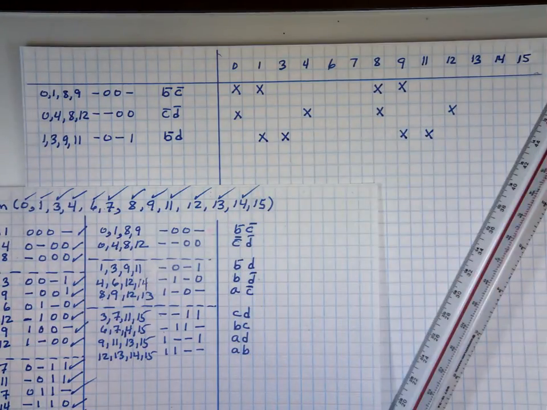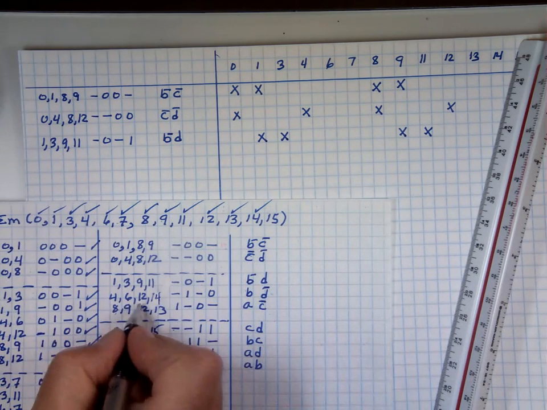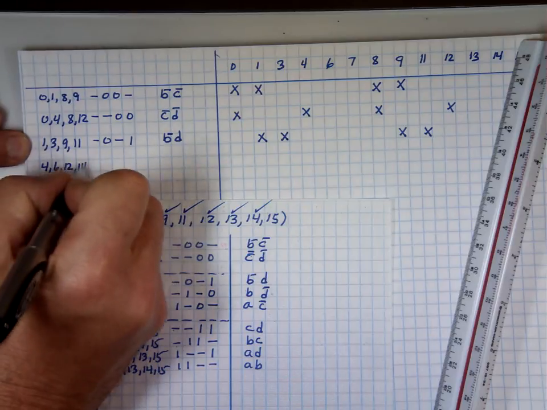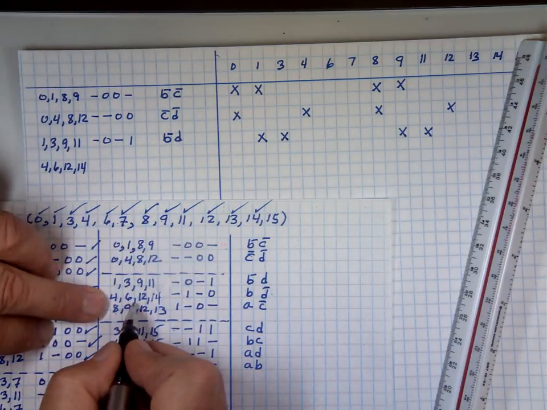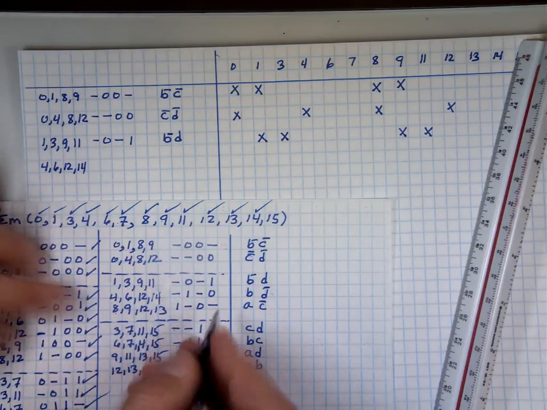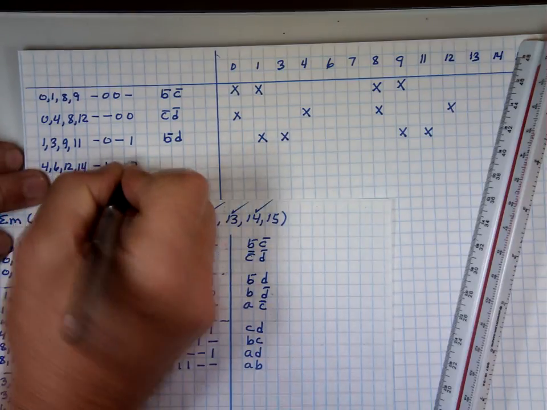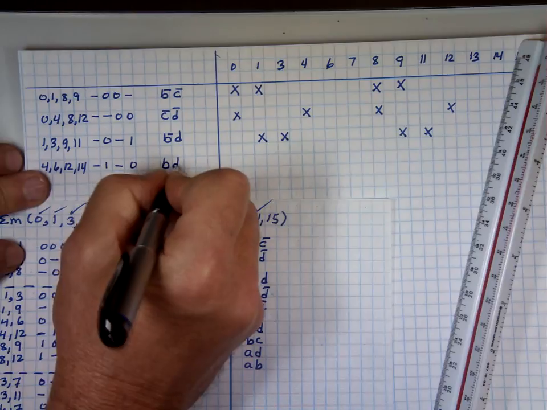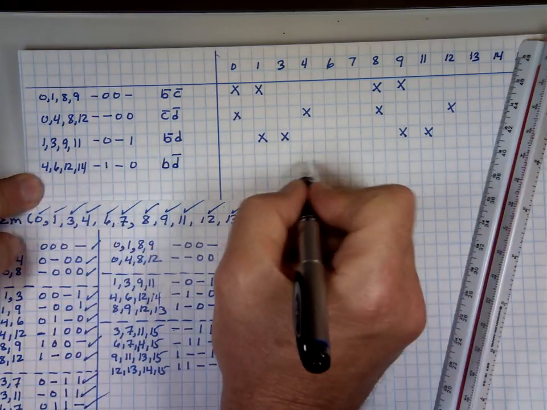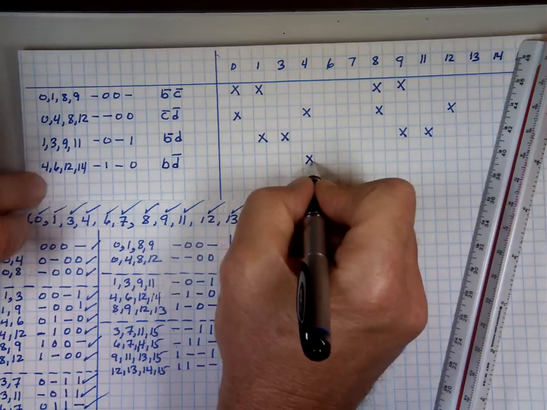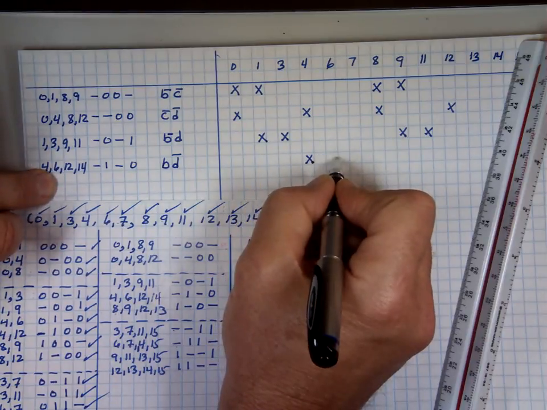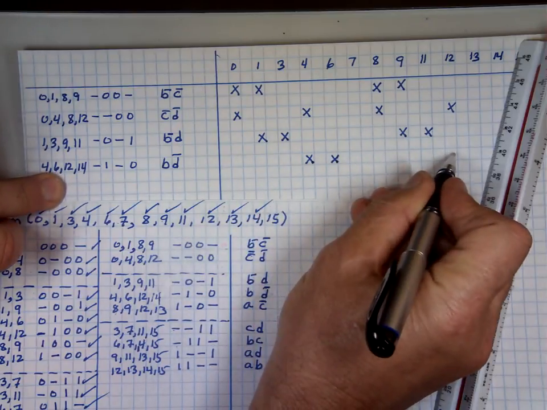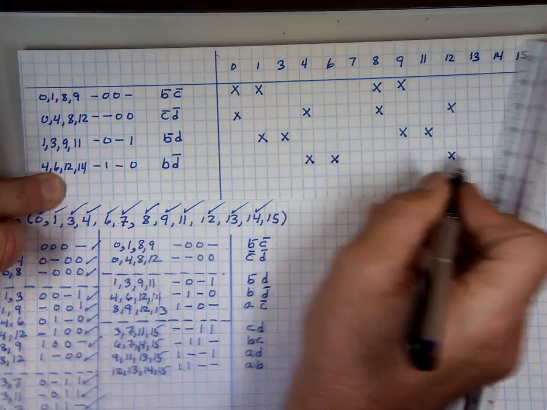4, 6, 12, 14. Dash 1, dash 0, B D bar. That covers 4, 6, 12, 14.